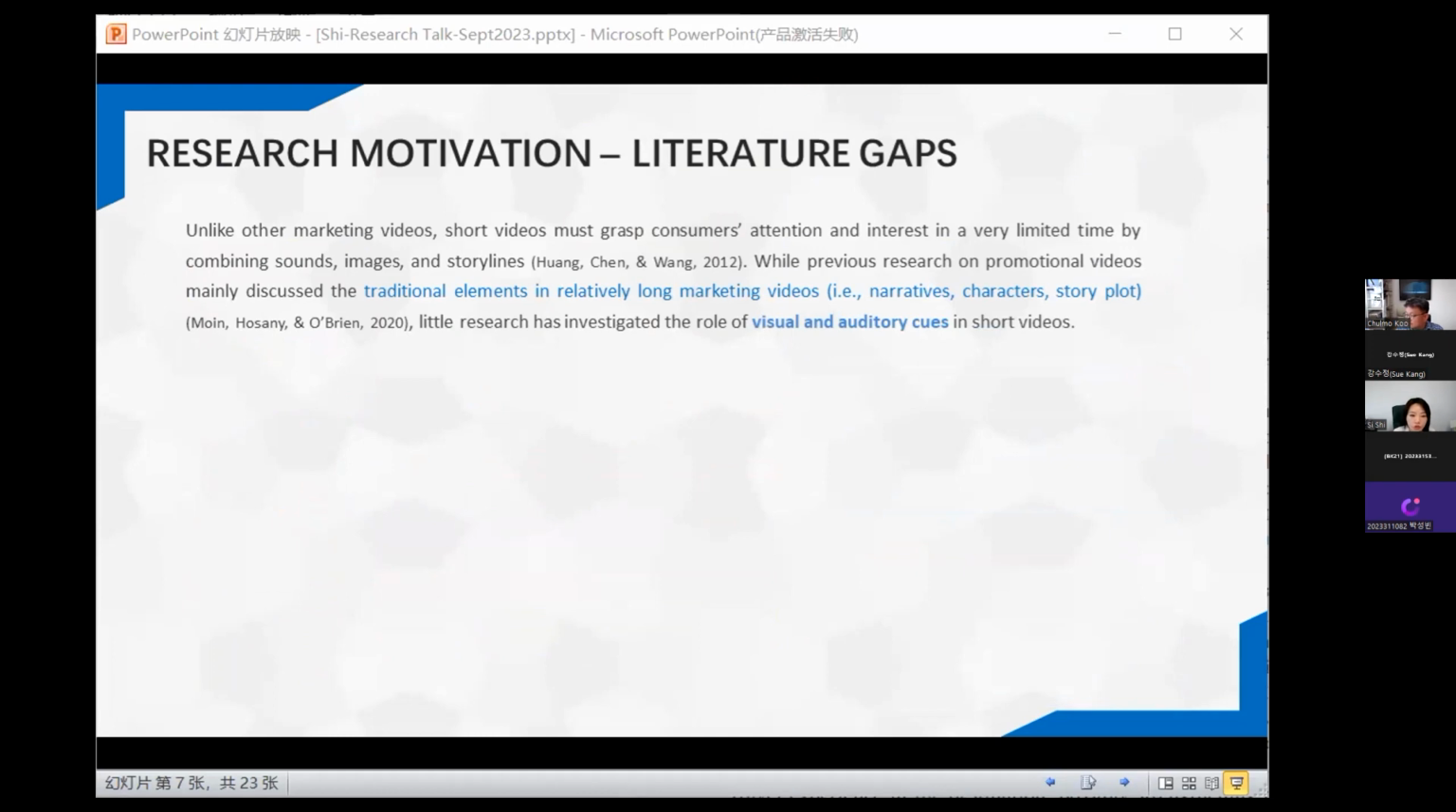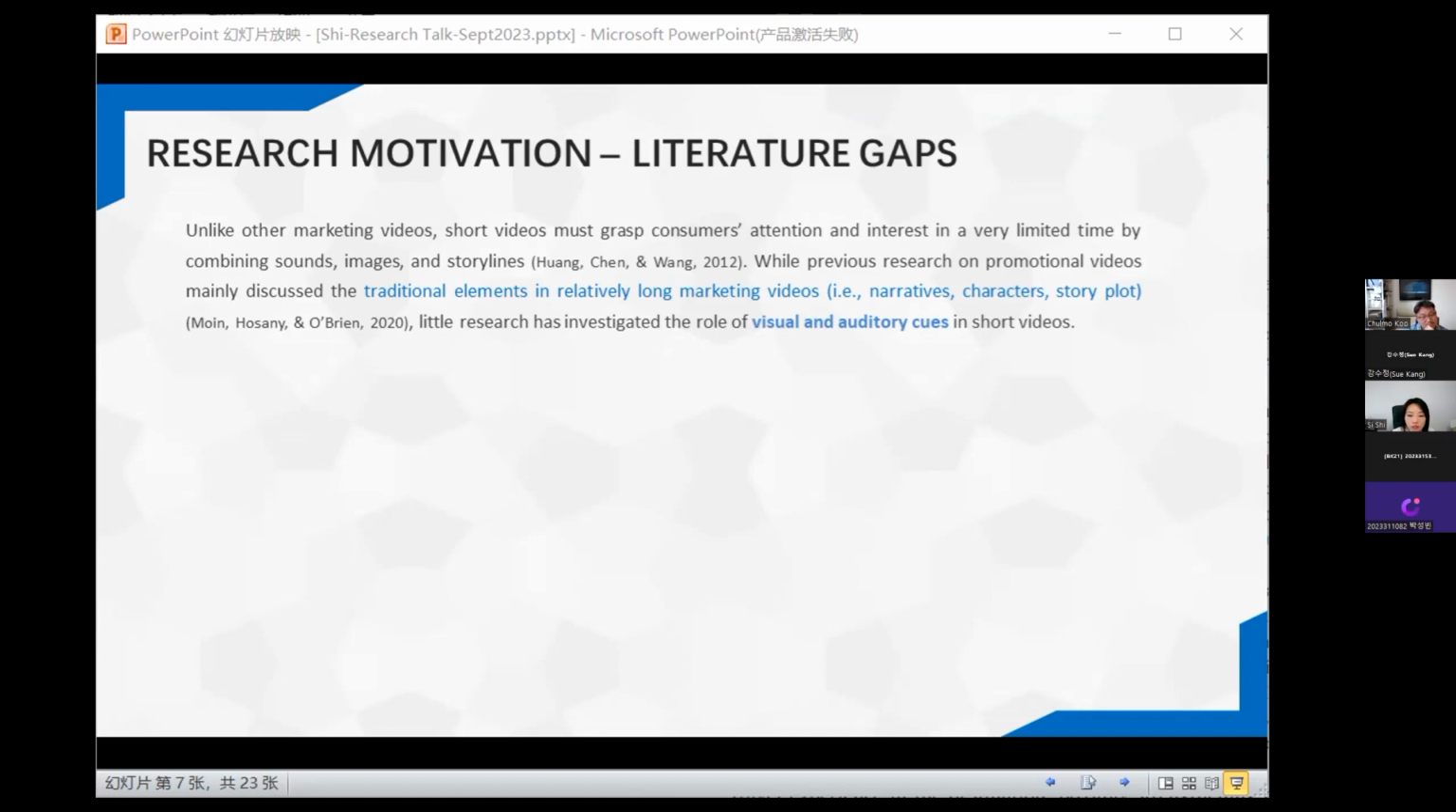Previous research shows that unlike traditional marketing videos, short videos have different features. For example, they must grasp customers' attention and interest in a very limited time, because the video is short, right? When you are viewing TikTok, you just keep flashing through the videos. If the video cannot grasp your attention in maybe the first 5 seconds, they will lose you. So they must combine different features in designing the videos, such as the sounds, the images, and the storylines.